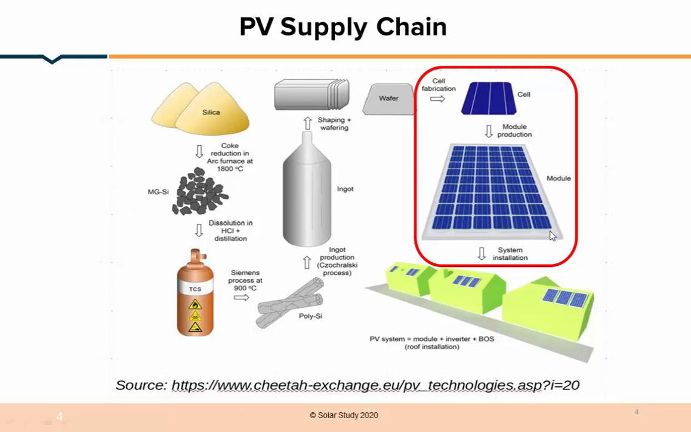So this is the basic power supply. Next, these modules are installed in different power plants. By combining so many modules in series, they will generate power. By adding an inverter, we can get a total of megawatt to gigawatt power. So this is the basic supply chain.